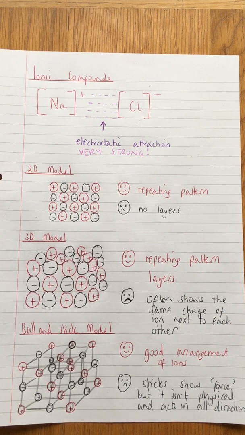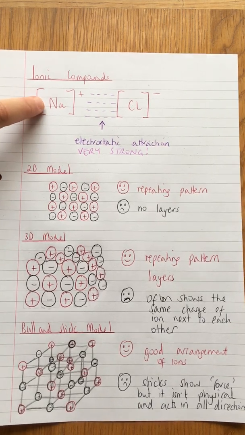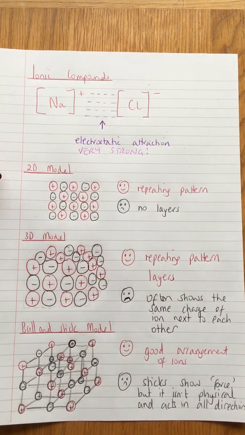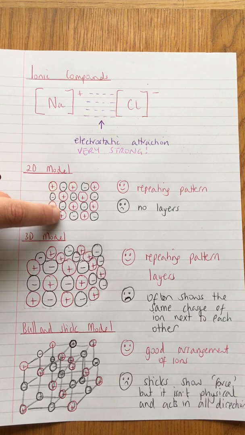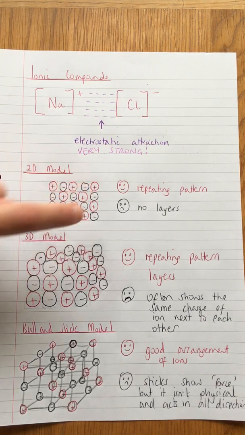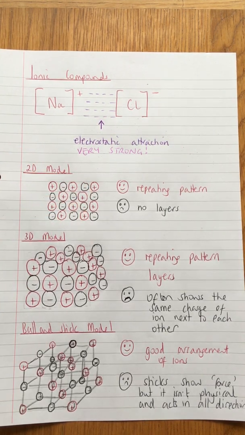So when we look at ionic compounds, we don't just have one sodium atom and one chlorine atom, for example. What we have is we have lots of them. So this positive will attract a negative and another negative, which will then attract a positive, which then in turn attracts another negative. So what happens is we start to build up this big bunch of lots of oppositely charged atoms. And that's what is known as an ionic compound.